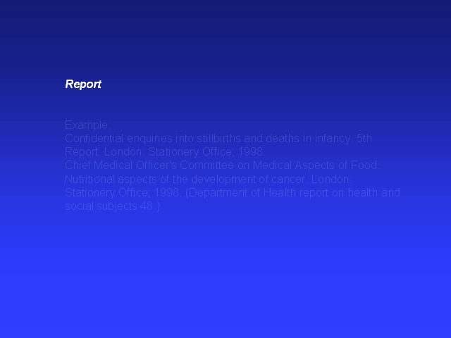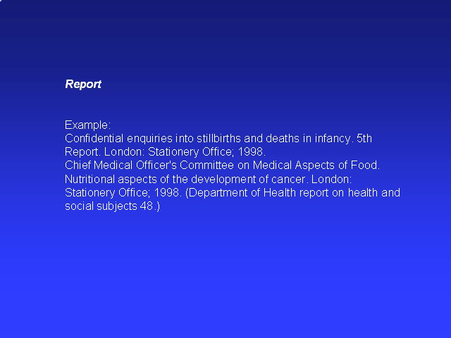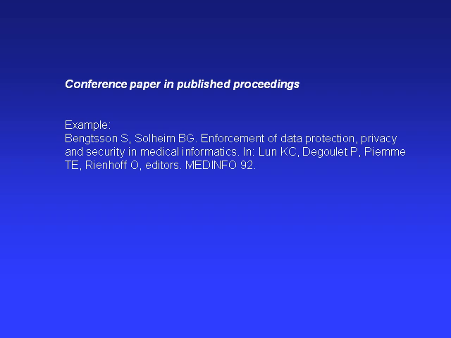If it is a report, then the title, the number of the report, the place, the publishing authority, and the year. If it is a conference paper in a published proceedings, then the names of the authors, the title, where it has been presented, and where it has been published.